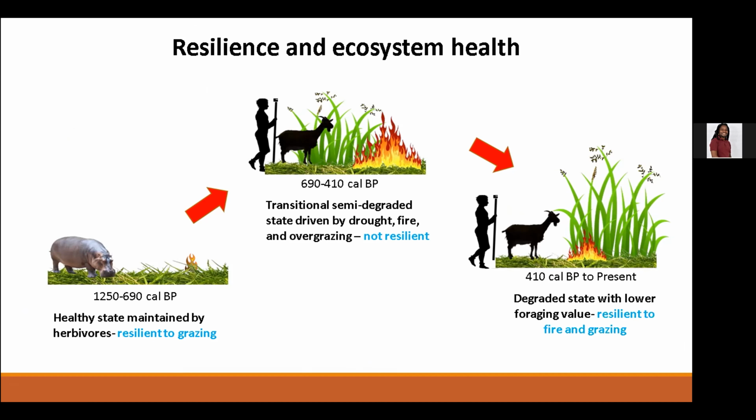And then we've got what I classify as a degraded state. In this case, I'm thinking about it in terms of value for foraging, that the last stage is not very valuable for foraging because it's got more phragmites. Phragmites has to be burnt a lot for it to be palatable to herbivores. But it can resist fire and grazing for a long period.